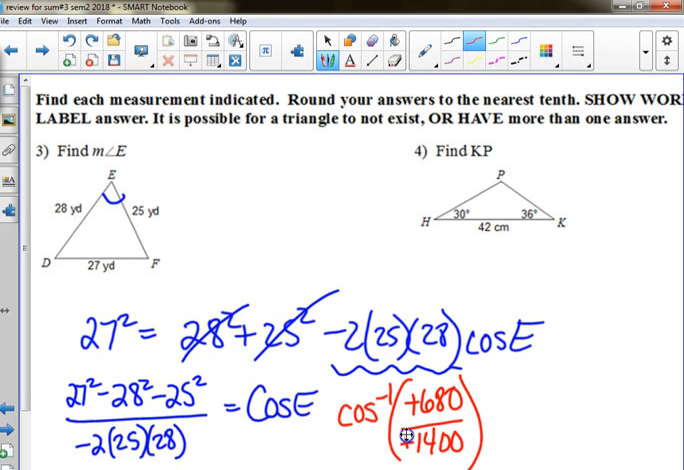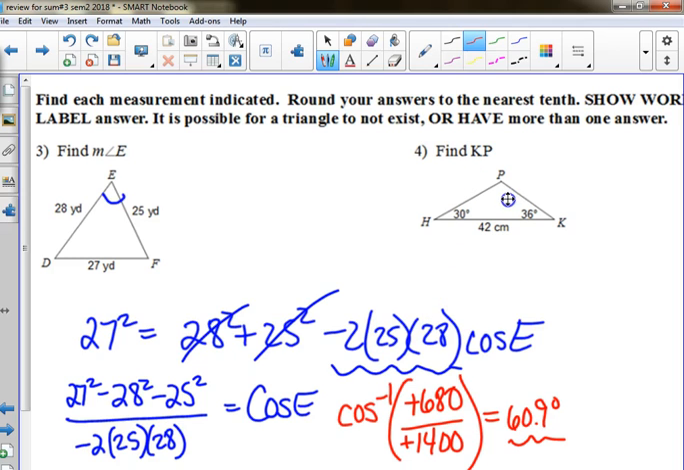Inverse cosine mode degrees. Oh, I am in degrees. What do you know? Inverse cosine 680 divided by 1400. Okay, I got 60.9. Anybody else getting that or not yet? Okay. Any questions on that one?